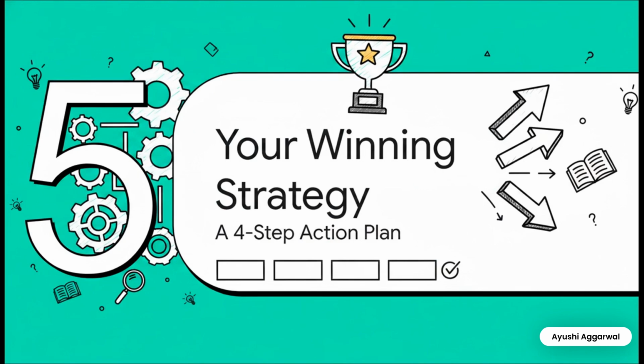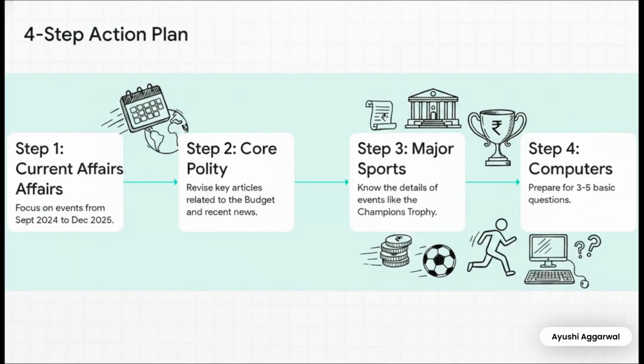So, after digging through this entire analysis, what should you do now? What should your strategy be? Well, here it is, your simple 4-step action plan that you can start following from today. Okay, step 1, master current affairs. Really focus on the events from September 2024 to December 2025.